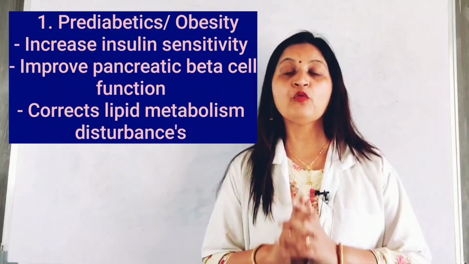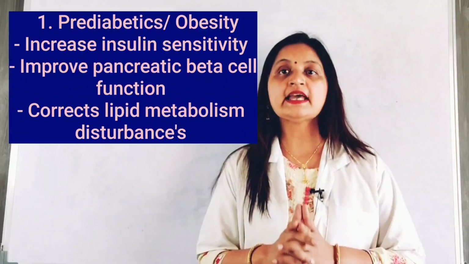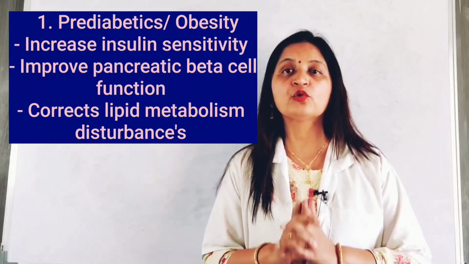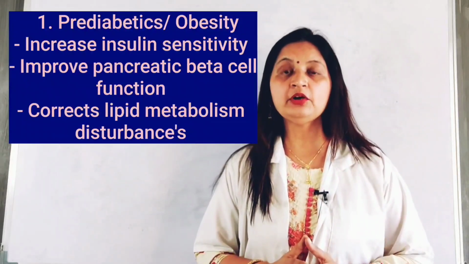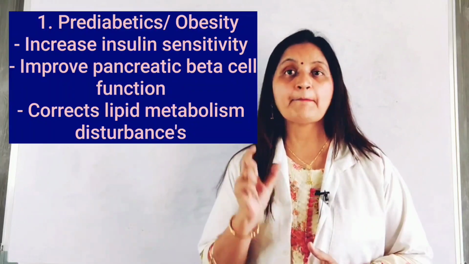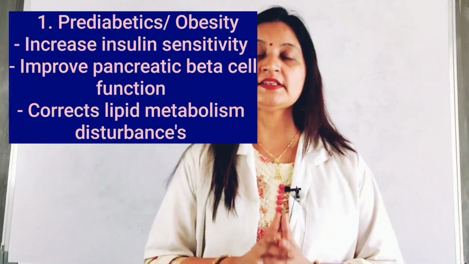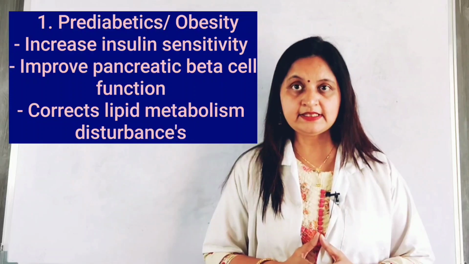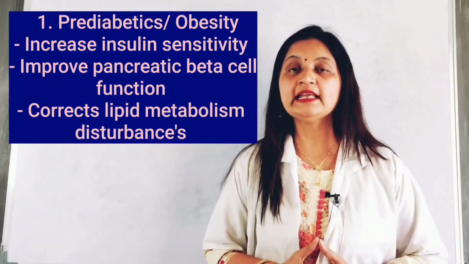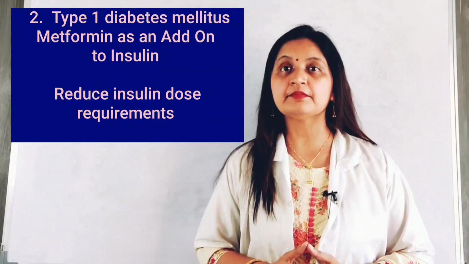So metformin, by improving insulin sensitivity in various target organs such as liver, skeletal muscle and adipose tissue, improves glucose utilization in various tissues. By normalizing blood glucose level, it also helps in improving the pancreatic beta cell function. It also helps to correct lipid metabolism disturbances. Metformin helps to correct carbohydrate and lipid metabolism disturbances, and this prevents or delays the development of diabetes and its complications.